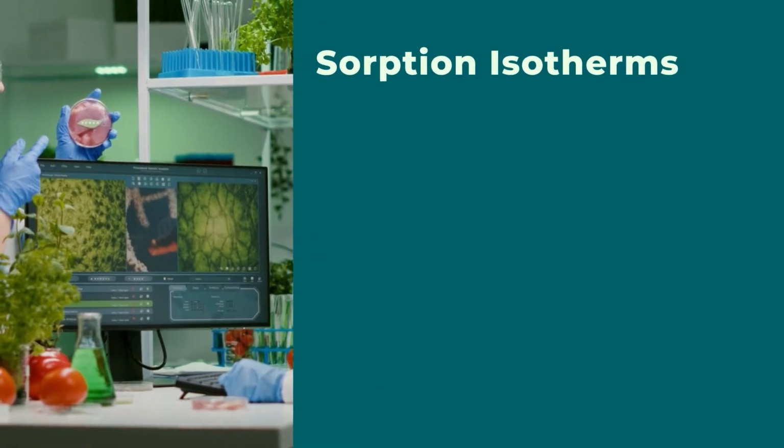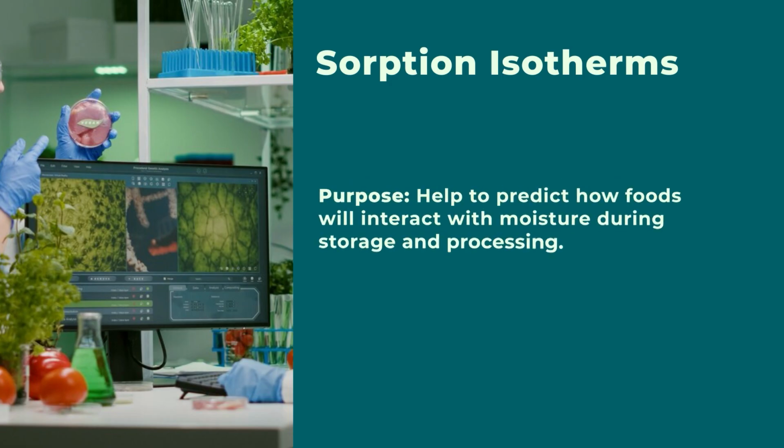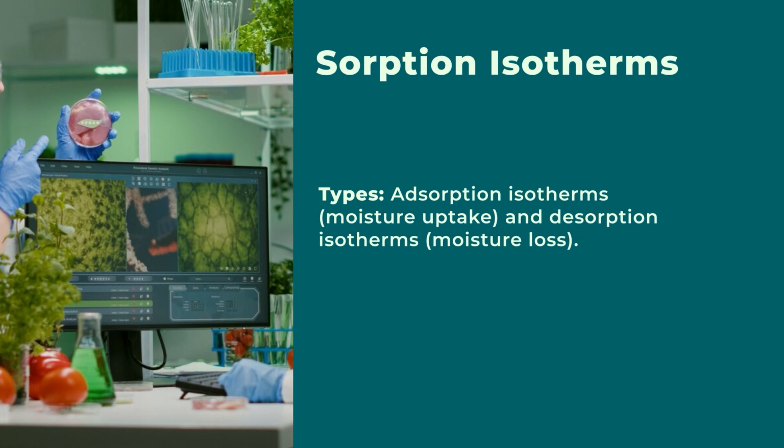Now we come to the sorption isotherms. We studied the two parts, moisture and water activity. These sorption isotherms are graphs which give us the relationship between the water content and the water activity at a constant temperature. What is the purpose? It helps to predict how food will interact with moisture during storage and processing. There are two types of curves: adsorption isotherms, that is moisture uptake, and desorption isotherms, that is moisture loss.